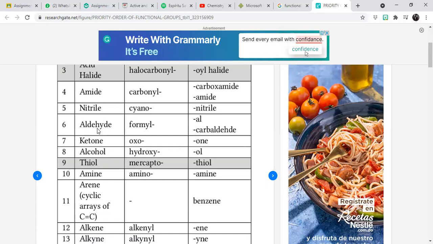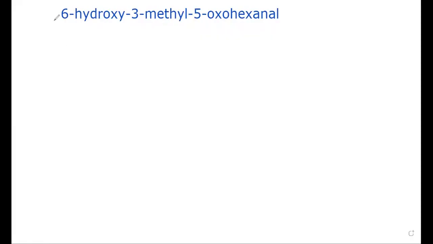So the ending for that compound is going to be al, and the ketone will be named as a substituent. This is the name that they receive when they are substituents: oxo. And the alcohol will also be named as a substituent, and this is going to be hydroxy. Now let me go back to the example that I have for you here. Look at this. We have 6-hydroxy.